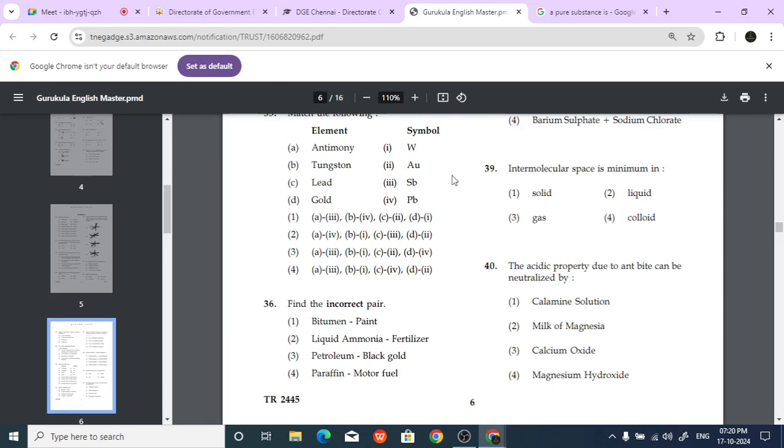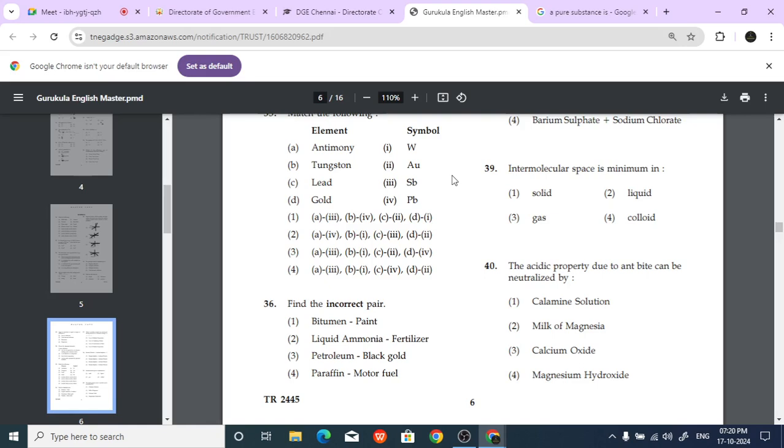So what is the symbol of gold? Oh, you mean AU, sir. AU, correct. Lead, PB. So D is 2, C is 4. Where are you getting it? C is 4, only one option. D is 2. Okay, the fourth option is the right answer.